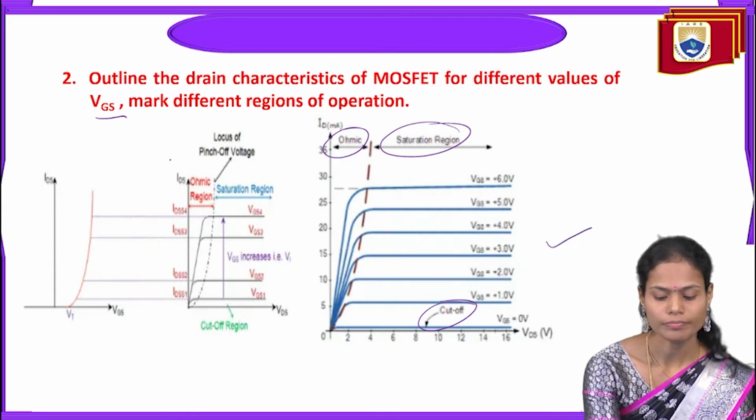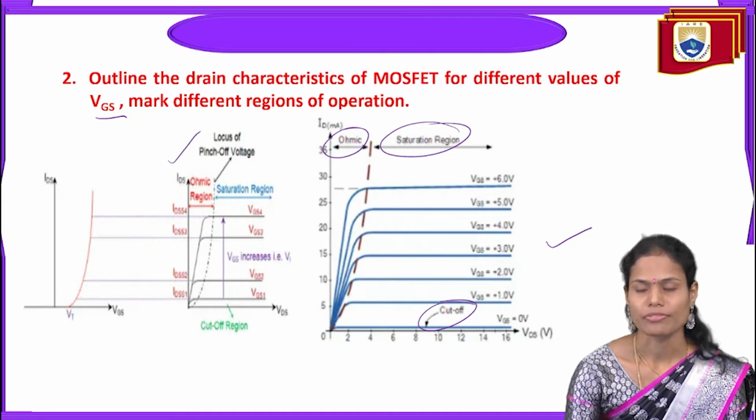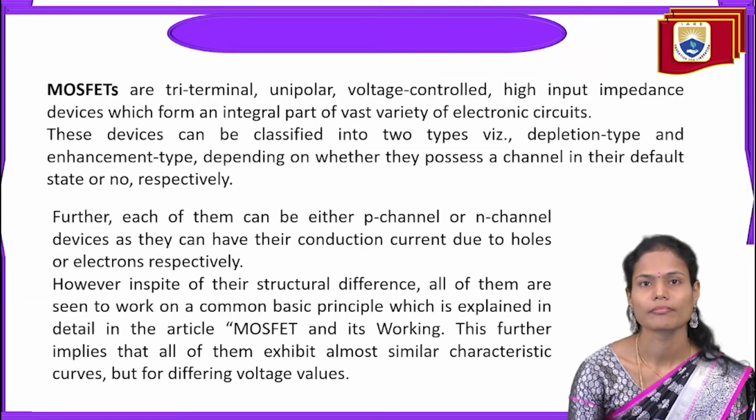And this indicates the transfer characteristics of the MOSFET here. So this is the explanation we got related to that graph.